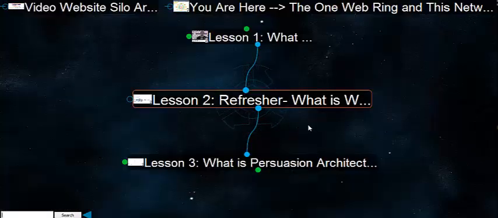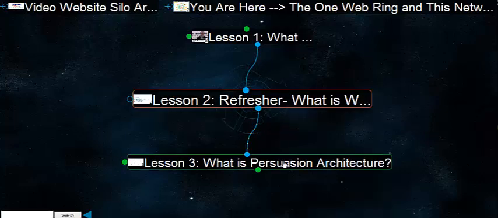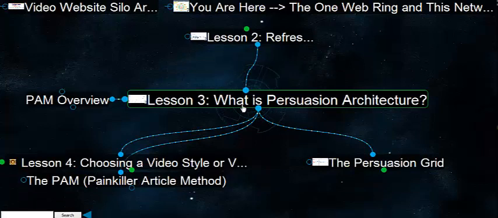We get into all this in the course, okay? But it just suffices to say that you can rank powerfully for specific types of keywords or even entire clusters of keywords using our Domain Web Studio technology, using Kraken, using other software we have, when you're using website silo architecture. Lesson 3 is what is persuasion architecture.